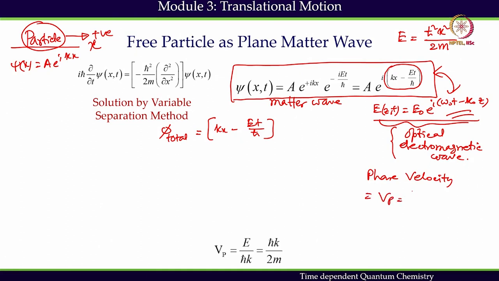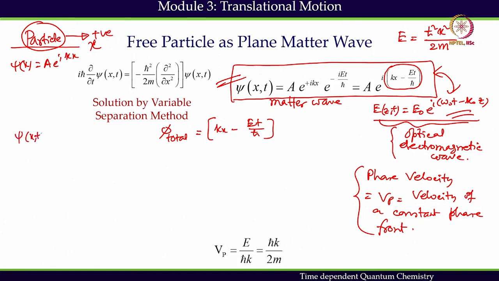Phase velocity is defined as the velocity of a constant phase front. That's the definition of phase velocity, a constant phase front. And how do I plot this? This is a complex form, so take the real part. This real part will be given like this way, cos of kx minus Et by h cut. After each particular time, this particular phase is repeating, and that is called constant phase front.